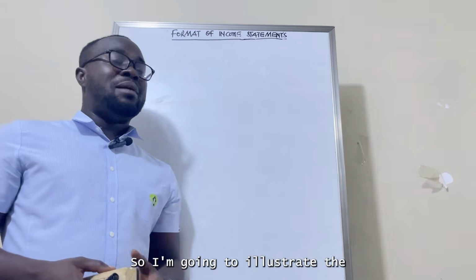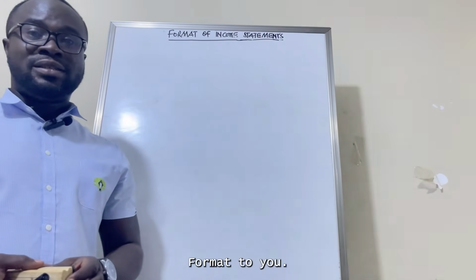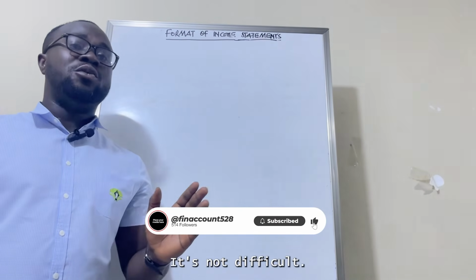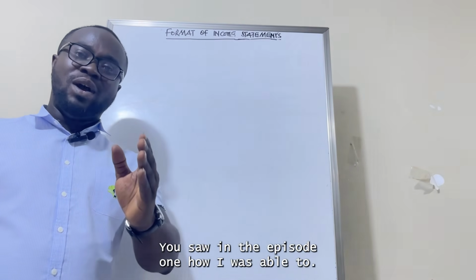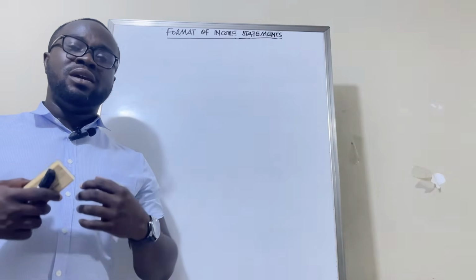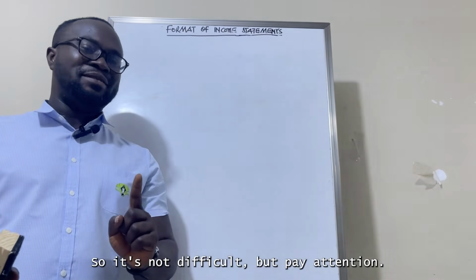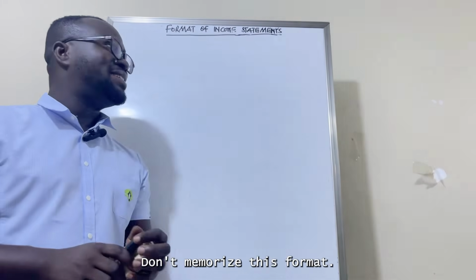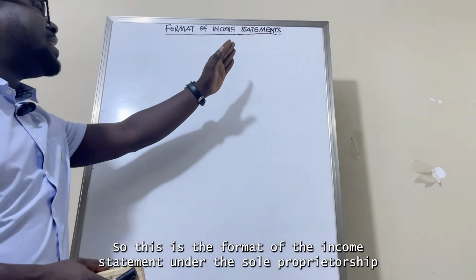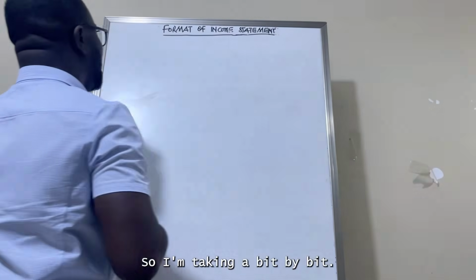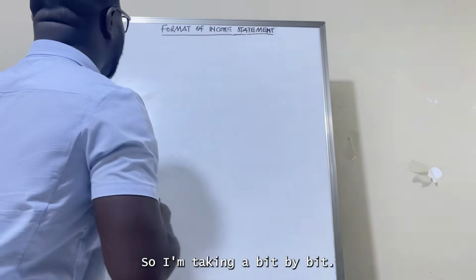Right, so I'm going to illustrate the format to you. I want you to take it bit by bit. It's not difficult. You saw in episode 1 how I was able to bring the format out. So it's not difficult, but pay attention. Don't memorize the format. So this is the format of the income statement under the sole proprietorship. Okay, so I'm taking it bit by bit.